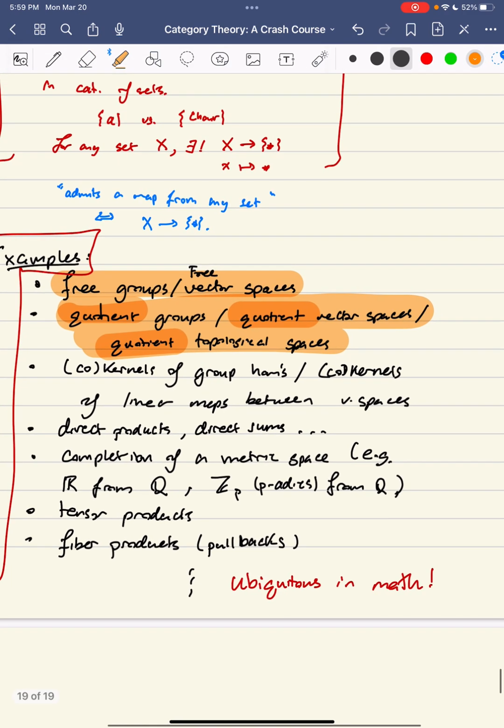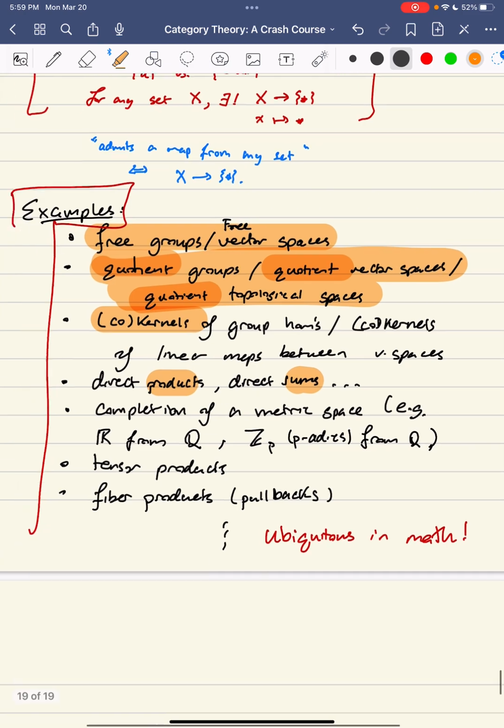Likewise, co-kernels, same thing. Groups, topological groups, vector spaces, all the same. Products, co-products, whatever that means. These are all the same property. They just happen to be in different contexts. That's the power of this organizational tool.